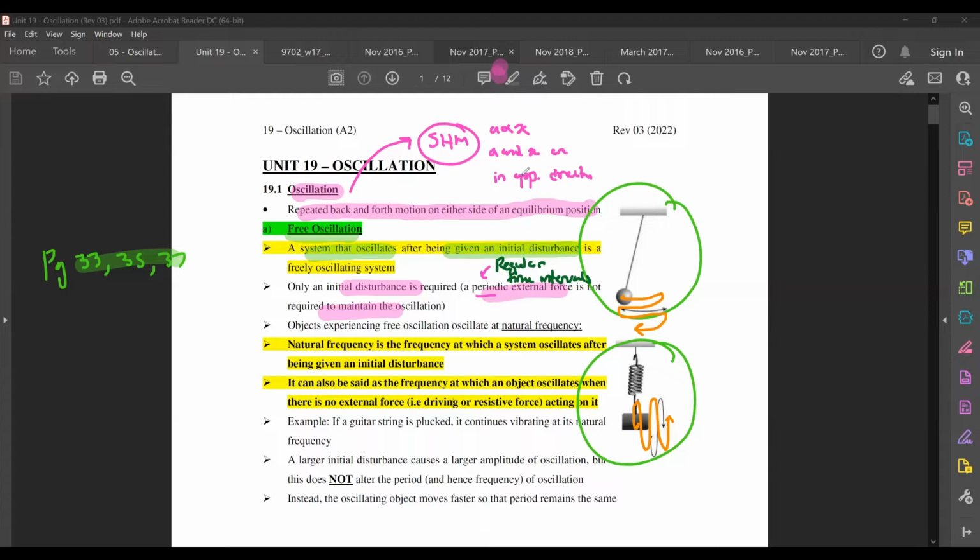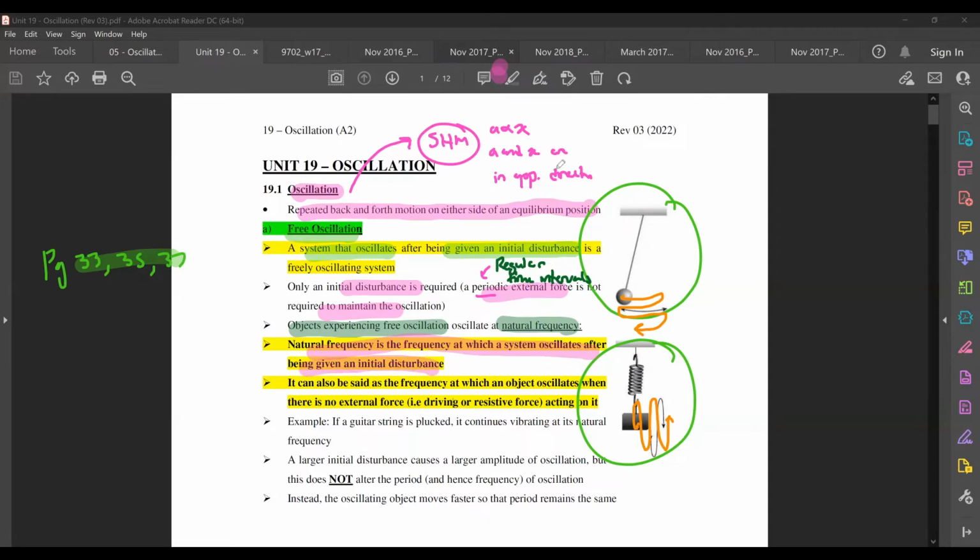Now, when an object is undergoing free oscillation, it will have a certain frequency of oscillation. That frequency is called your natural frequency. Any object that is oscillating by itself, that's experiencing free oscillation, the frequency at which it's oscillating is called natural frequency. Okay, so when it comes to the definition of natural frequency, which does come up in your exams, the easiest definition for people to understand is that natural frequency is the frequency at which a system oscillates after being given an initial disturbance.